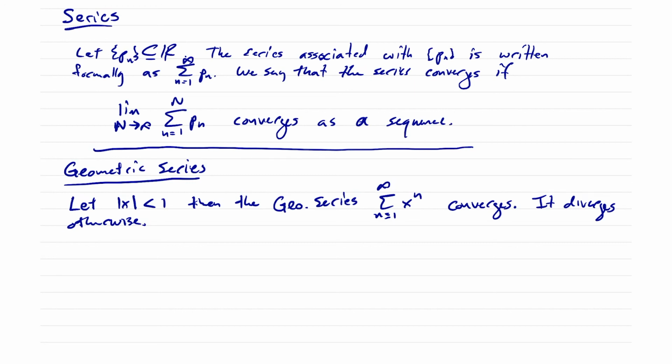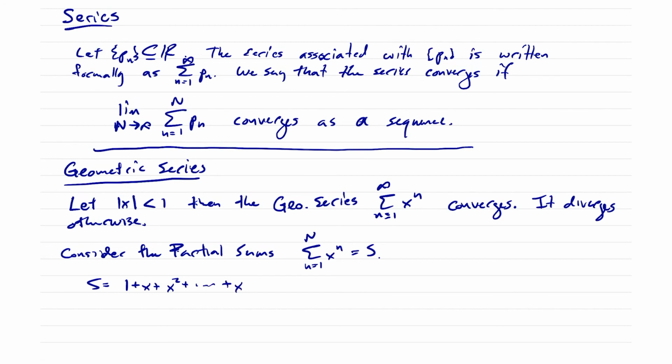Let's see. All right, we'll take the partial sums. So consider the partial sums of the sum n equals 1 to N of x to the n, and we'll call this Sn. It helps to visualize this a little bit just by writing these out. So it's going to be 1 plus x plus x squared all the way up to x to the n power. And I'll call this Sn.